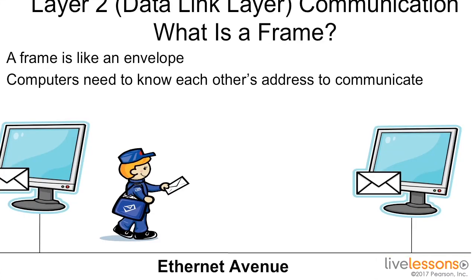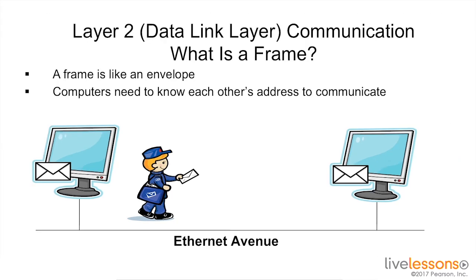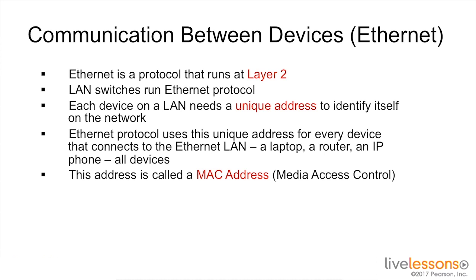At layer 2, we communicate with frames. What is a frame? A frame is like an envelope. And in order to deliver that envelope to another computer, we need to know the address. And that address comes in the form of what we call a MAC address. A MAC address, or Media Access Control Address, is a unique address that all the devices on a network use to identify themselves. Every device has one, whether it's a laptop, a router, or an iPhone.